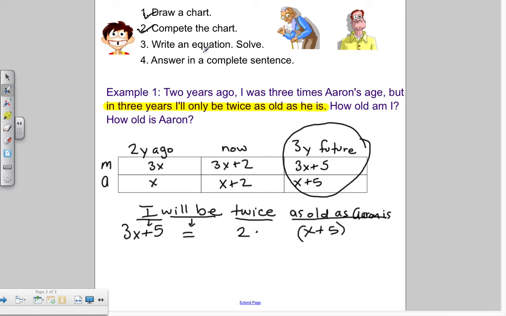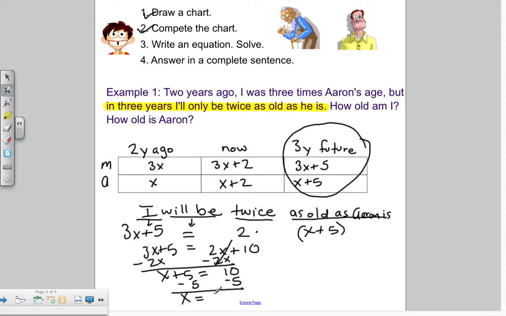So I wrote my equation, which is actually a very difficult step. Completing the chart is a big step. Writing the equation is a big step. So now I got to solve it. I've got 3x plus 5 equals 2 times x plus 5. So I leave 3x plus 5, and I have to distribute here, so I get 2x plus 10. And then I subtract 2x from both sides, and I get x plus 5 equals 10 because this canceled. I subtract 5, and I get x equals 5.